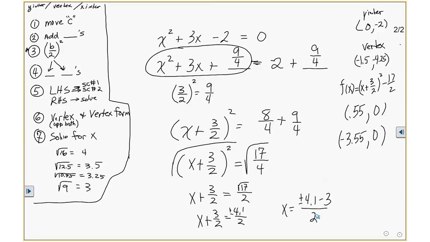So sketch it and I'll entertain questions. Now you see why teachers don't teach completing the square? You've got to use your brain.